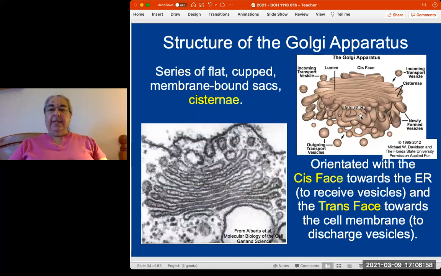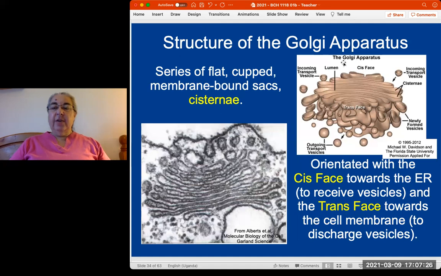So that's what we can see going on here. Here is an electron micrograph of the Golgi apparatus. So this is a real one. And here is a diagram interpreting what we can see here. So many folds of membrane with two sides to it.